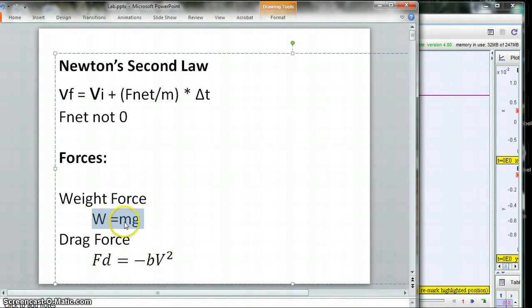The weight force is equal to the mass of the object times the gravity of the Earth in this case, and the drag force is equal to a constant times the velocity, and in this case we are looking at the velocity squared to determine our drag force.